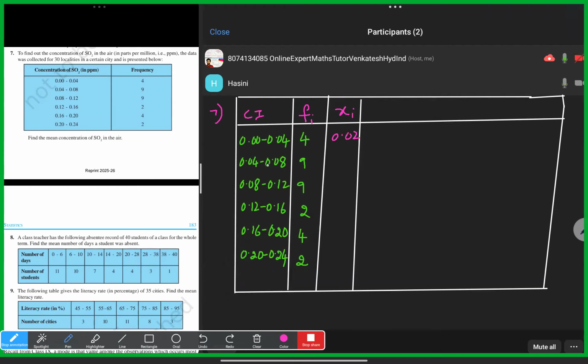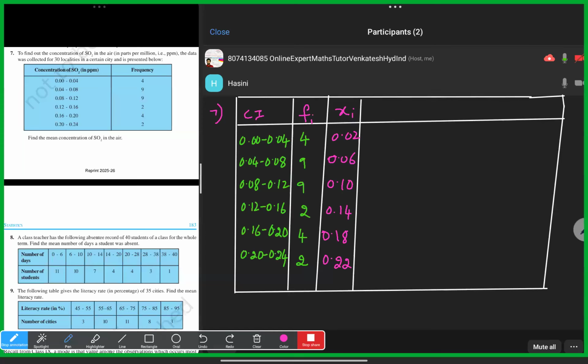Then everywhere 0.04 is the difference, the class size. So we'll add 0.04 to 0.02 and you'll get 0.06. Then 0.06 plus 0.04 you'll get 0.10. Then 0.10 plus 0.04 you'll get 0.14. Then 0.18, then 0.22.